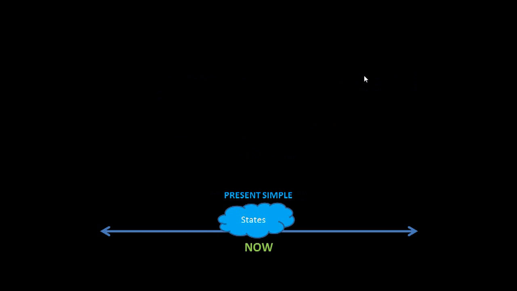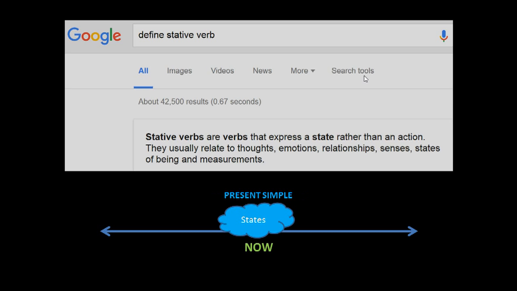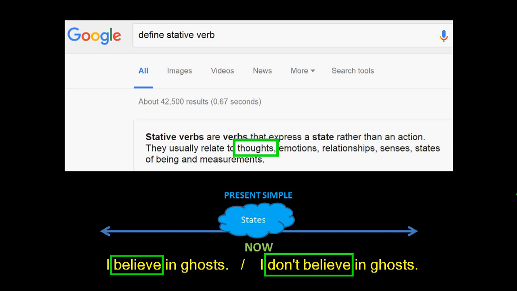Now, sometimes we also use the present simple tense in English when we're describing a photo. We do this with states or stative verbs. Stative verbs are verbs that express a state rather than an action. They usually relate to thoughts, emotions, relationships, senses, states of being, and measurements. For example, if we talk about thoughts, I believe in ghosts or I don't believe in ghosts.